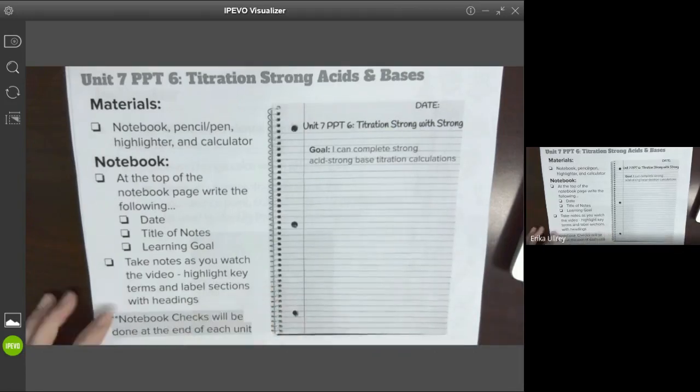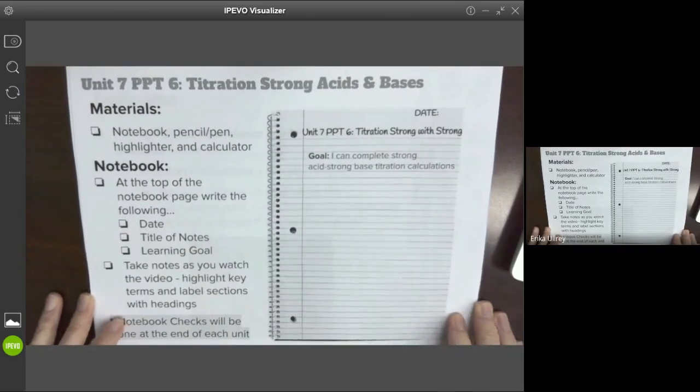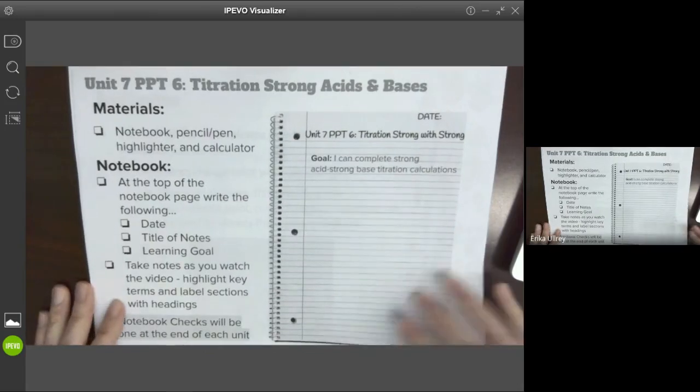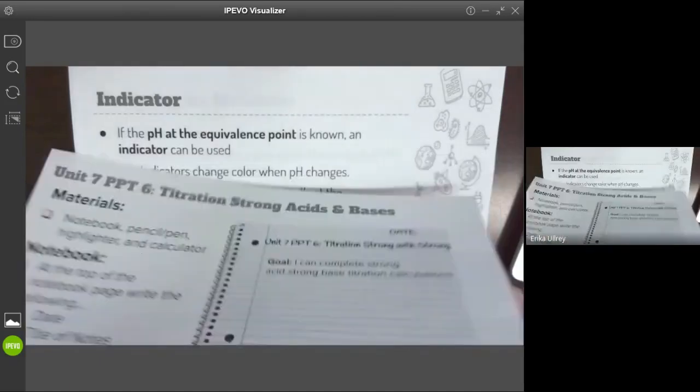So your notes from yesterday, again, we're going over PowerPoint 6. So your homework is to do problem set 6 and check the answers with it. And we're going to do a few more sample calculations from that.